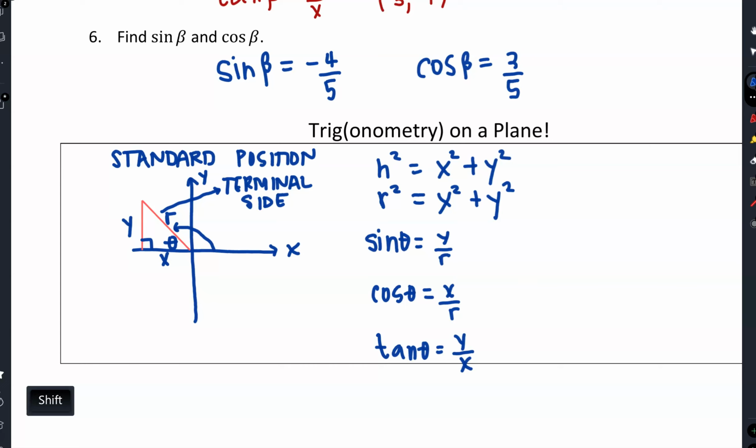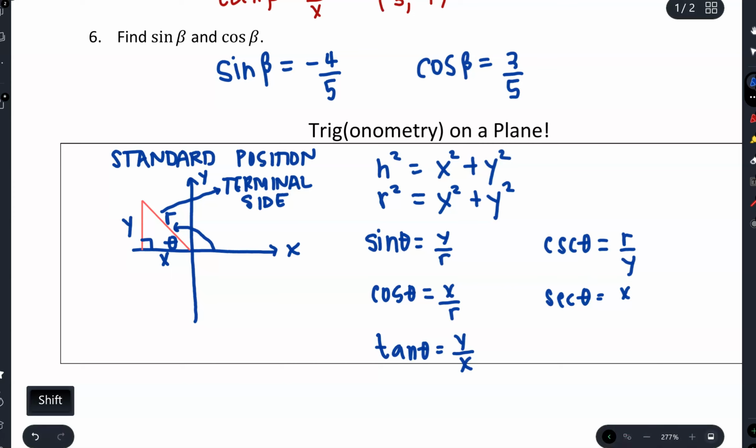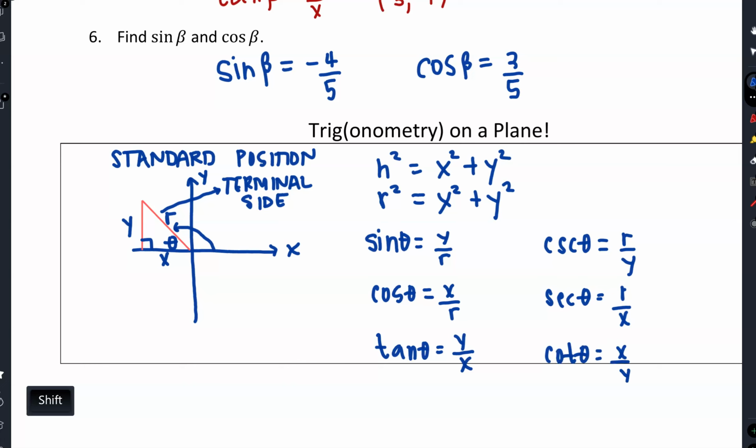Right, and then we've got our reciprocal functions. So cosecant of theta is the reciprocal of sine, so this is going to be r over y. Secant of theta is going to be now, whoops, not x, sorry. R over x. Cotangent of theta is going to be x over y.